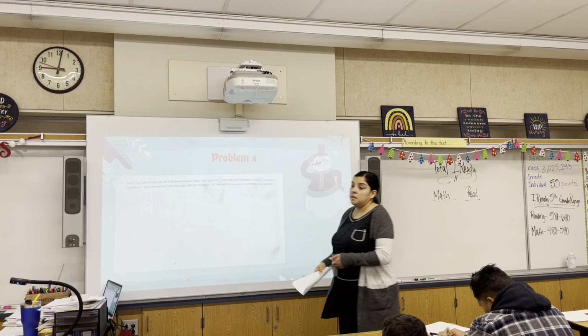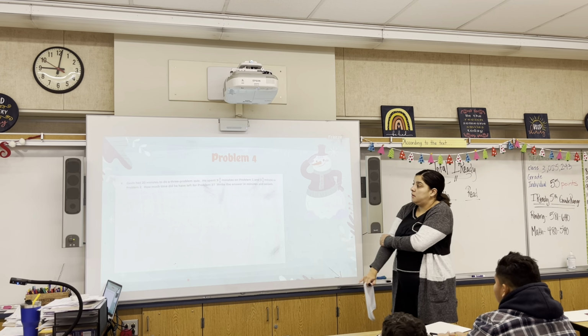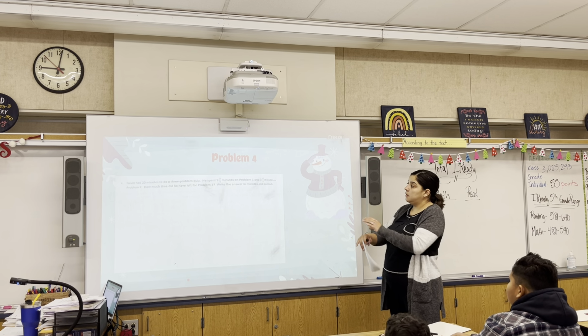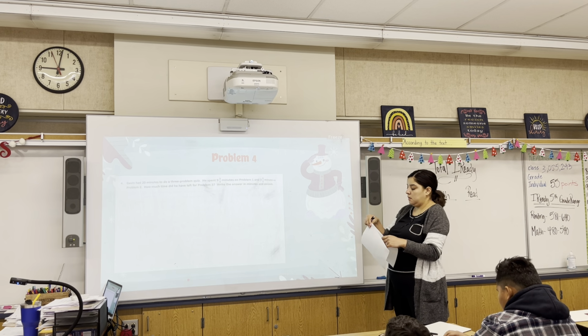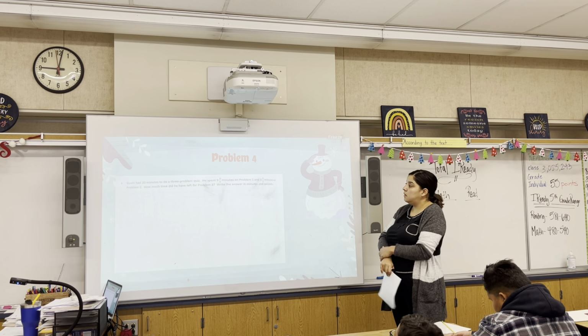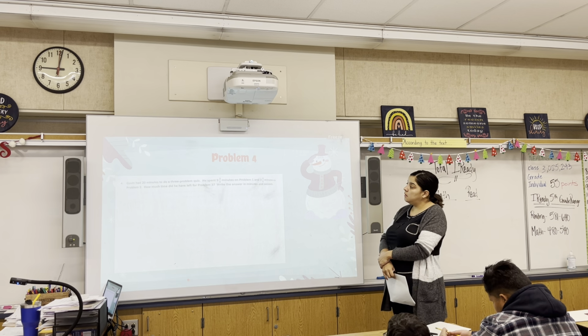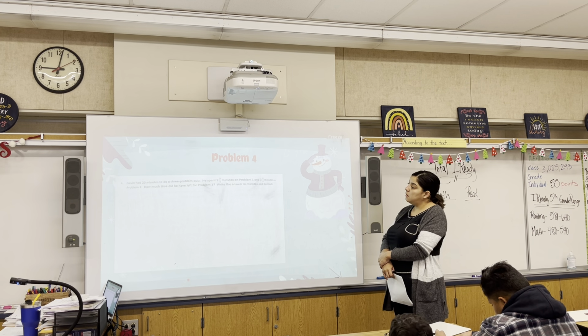Ready? Damien, read number 4 first. Gavin had 20 minutes to do a 3-problem quiz. He spent 9 3/4 minutes on problem 1 and 3 4/5 minutes on problem 2. How much time did he have left for problem 3? Write the answer in minutes and seconds.